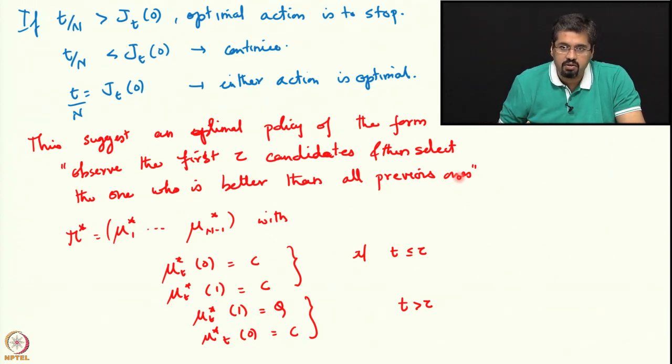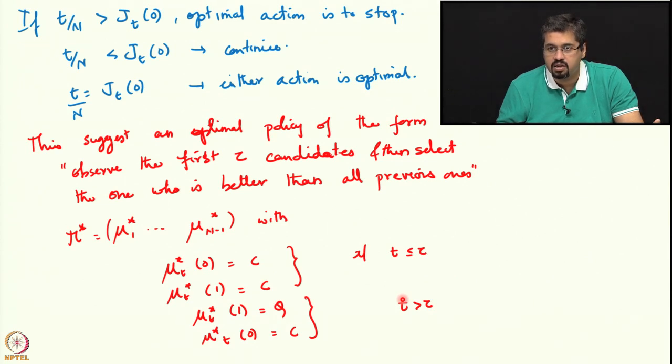This can be written, articulated in the form of a policy as follows. Your policy pi star comprises mu 1 star to mu n star, where in state 0 at any time t, the optimal thing to do is to continue, for t less than tau and also for t greater than tau. Whenever you reach state 0, regardless of what tau is, regardless of what t is, you just continue.